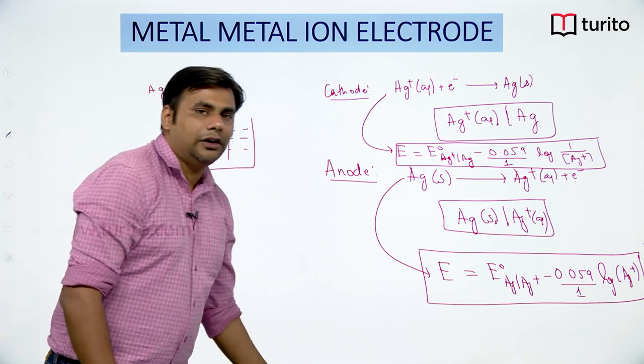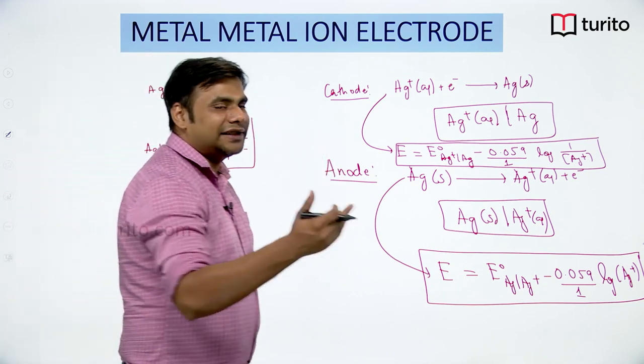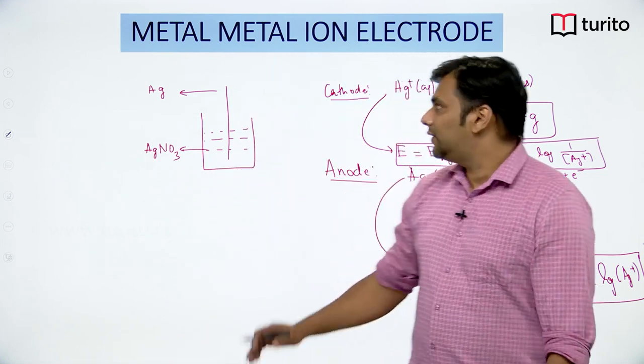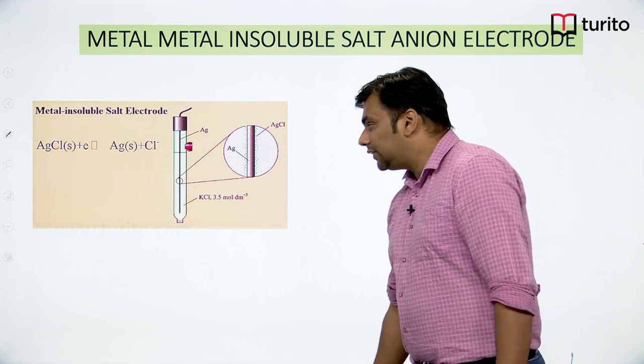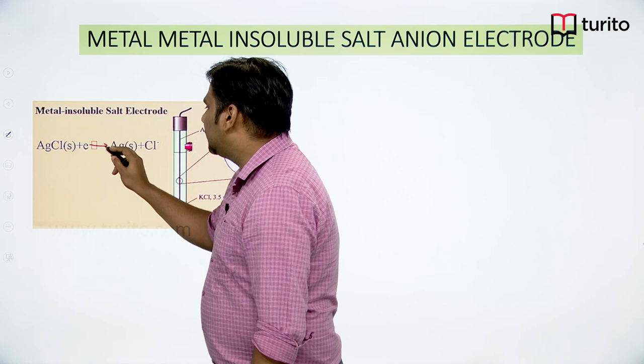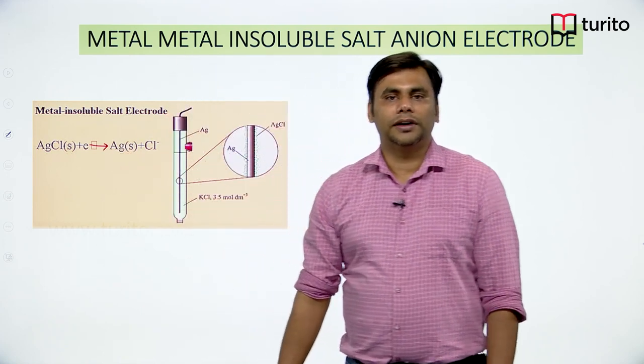So this is the second kind of electrode. The first was the gas ion electrode. The second one is the metal ion electrode. Now the third one is very important, and a little confusing, and most of the good, high level questions are formed on this.